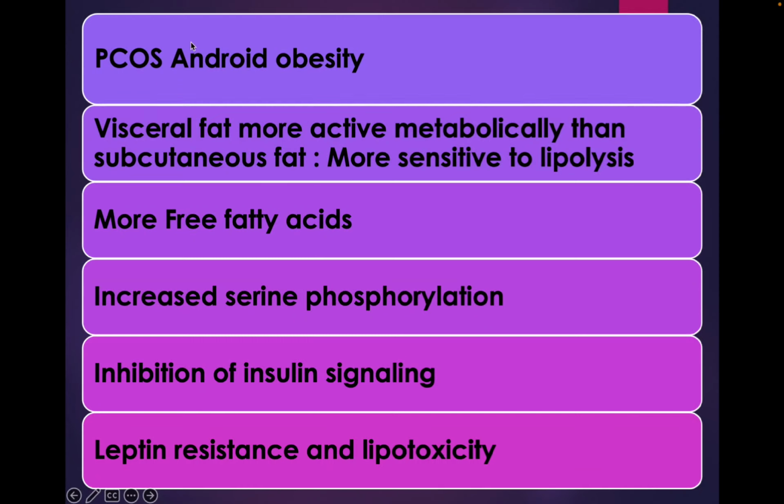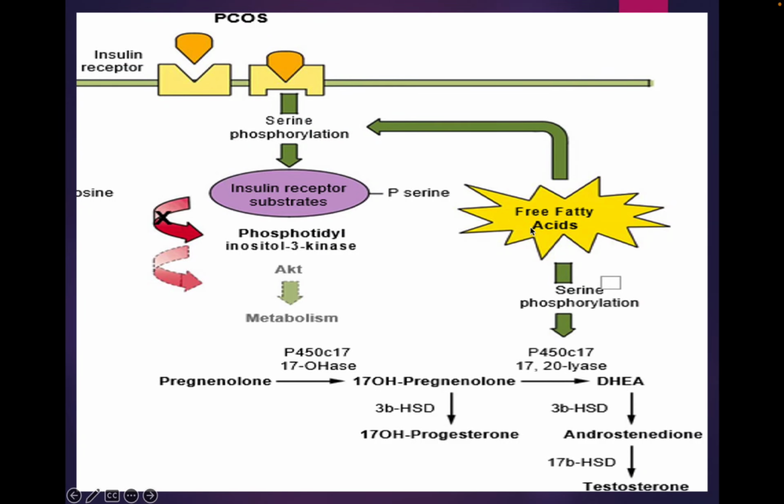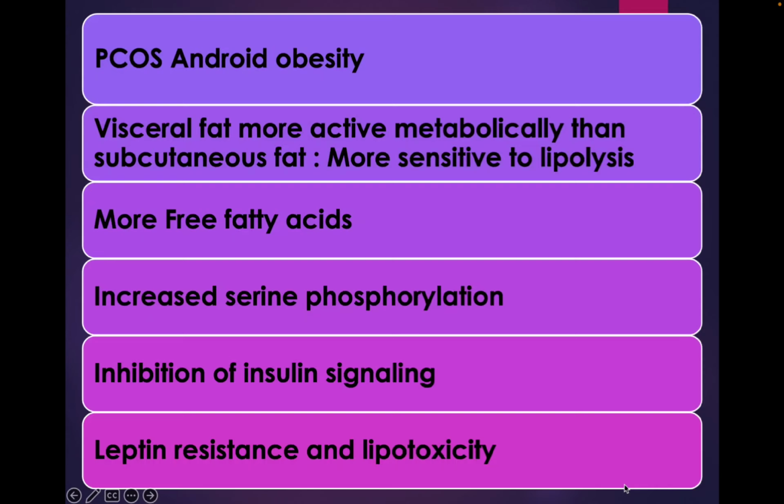The PCOS patients are seen to have android obesity, and android obesity is the one which is more associated with insulin resistance. The visceral fat is more metabolically active than the subcutaneous fat. Anything which is more metabolically active is more sensitive to lipolysis. So whenever there is more lipolysis, there is more free fatty acid production. Again, I will just show you this, which we have already discussed. Increased free fatty acids will lead to increased serine phosphorylation. Increased free fatty acids will also stimulate 17,20 lyase, which is responsible for production of all the androgens. So the patients who have android obesity will have more lipolysis, more free fatty acid, more serine phosphorylation, and thus inhibition of insulin signaling. Okay, so PCOS patients have leptin resistance and lipotoxicity.